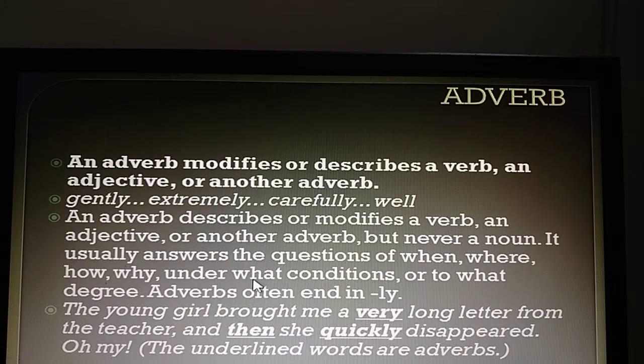Adverbs. An adverb modifies or describes a verb, an adjective or another adverb, like gently, extremely, carefully, well. An adverb describes or modifies a verb, an adjective or another adverb, but never a noun. It usually answers the questions of when, where, how, why, under what conditions, or to what degree. Adverbs often end in ly. In this given example, the underlined words are adverbs.